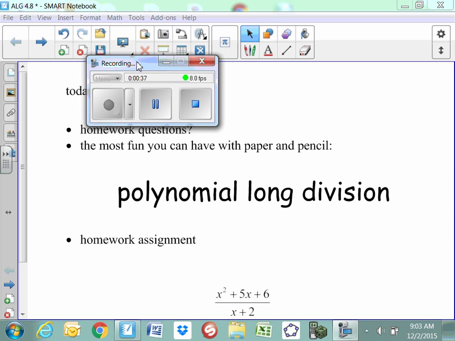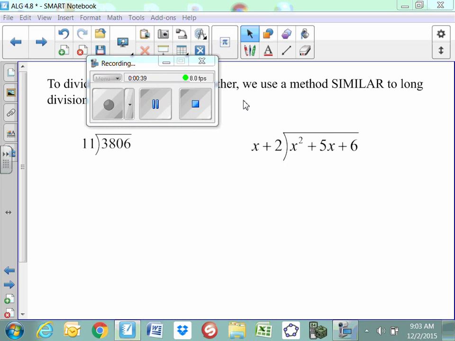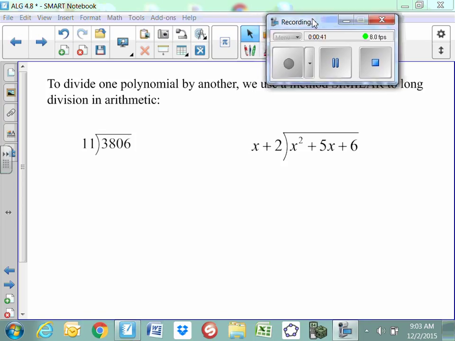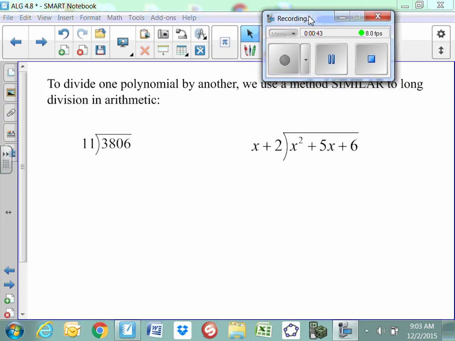And so what we're going to do is we're going to see that it mimics the wonderful world of long division. It's not exactly the same, but it's very similar. And of course, we remember, how do we do long division? Well, we would do the 11 into the 3. Doesn't go in. 11 into the 38 goes in 3 times.